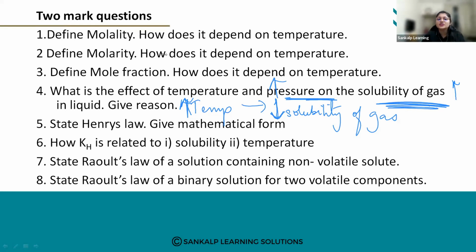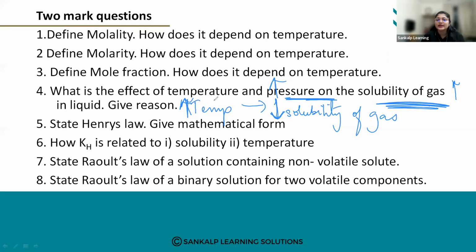So the effect of temperature on the solubility of gas is inversely proportional. And now we know what Henry's law is. Pressure is directly proportional to the solubility of gas. If we remove this proportionality sign, then we introduce Henry's constant.